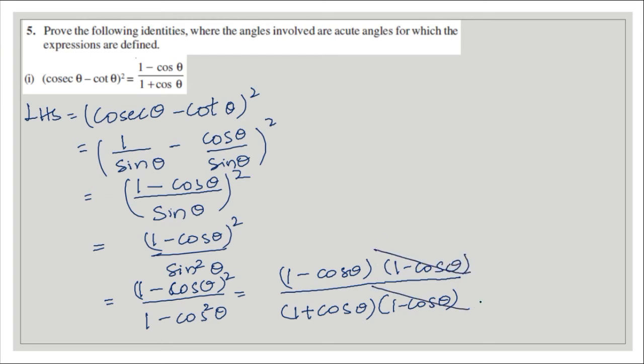Observe these two terms, they get cancelled and we get 1 minus cos theta upon 1 plus cos theta. This is what is there in the right hand side. Therefore, the left hand side has become equal to the right hand side, hence proved. Second question. Again, I'll consider the left hand side.